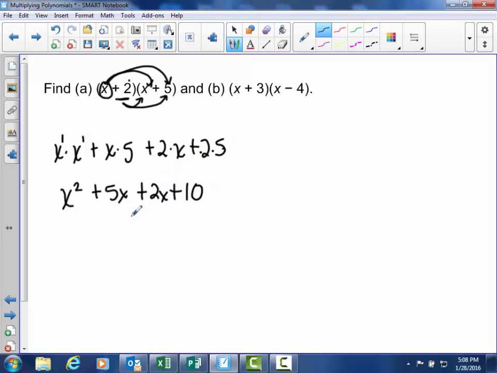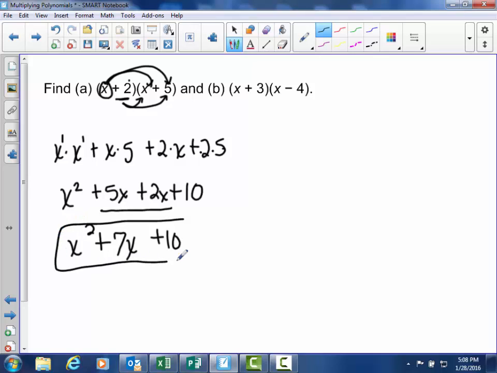And then we see here in the center we have 5x and 2x. They're like terms, so we would add them together. So 5 plus 2 is 7, so we get 7x. Final answer, x squared plus 7x plus 10. So that is one way. I refer to this as the distributive method of multiplying.